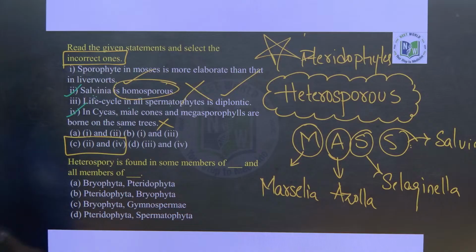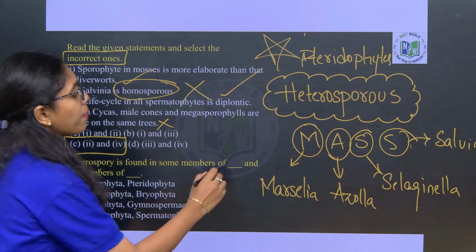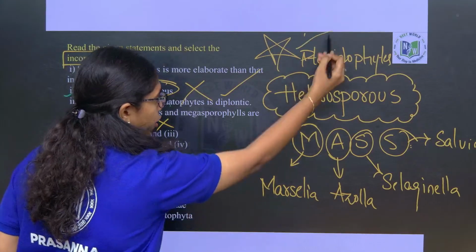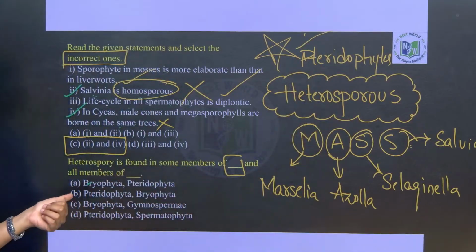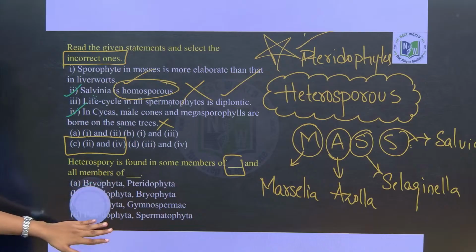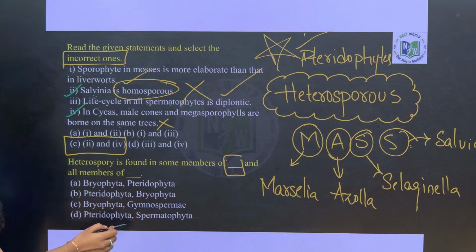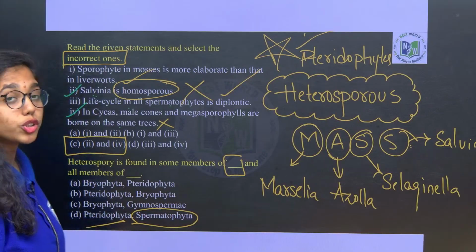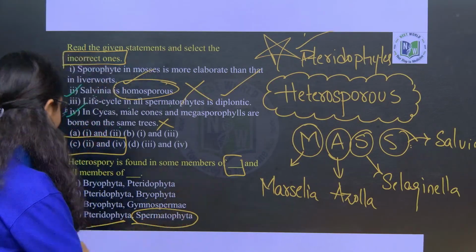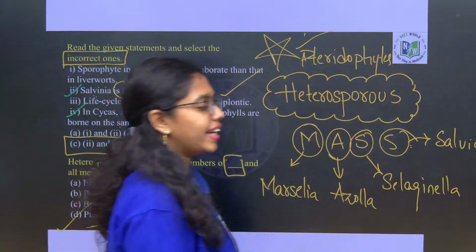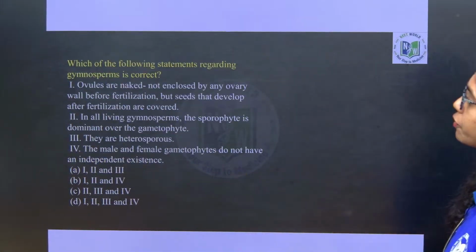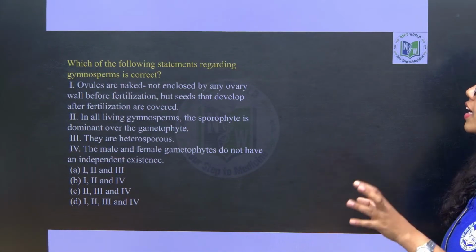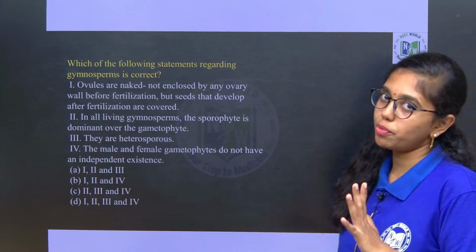Fine. See, one more question on heterospory. Heterospory is found in some members of pteridophytes and all the members of gymnosperms and angiosperms. So here you have to choose pteridophytes and all the members of spermatophyta, which includes both the gymnosperms and angiosperms, that is option D.